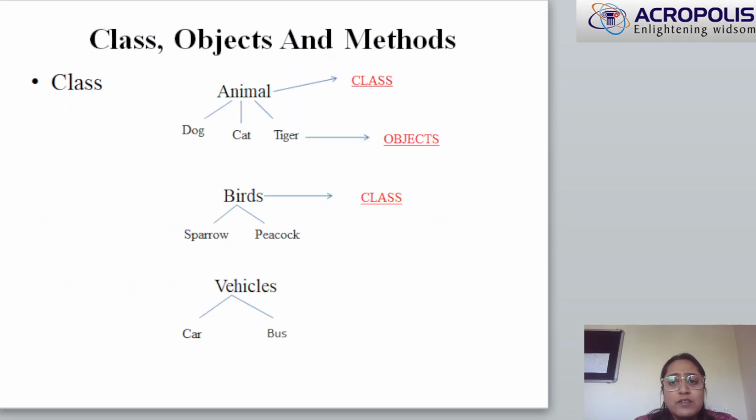Now, what are classes, objects, and methods? First of all, class. We can understand it through a real life example. Suppose I take one class named animal. Here, animal is the class and its subparts like dog, cat, tiger, or we can say types of animals are the objects. One more example: birds are the class and sparrow and peacock are the objects. Here, vehicles is a class, and types of vehicles like car, bus are the objects.